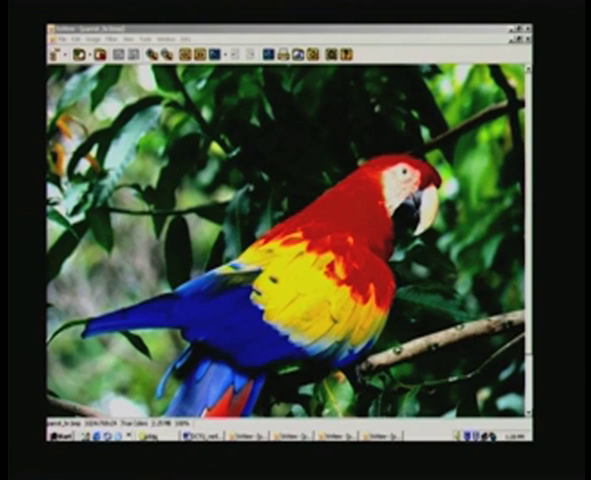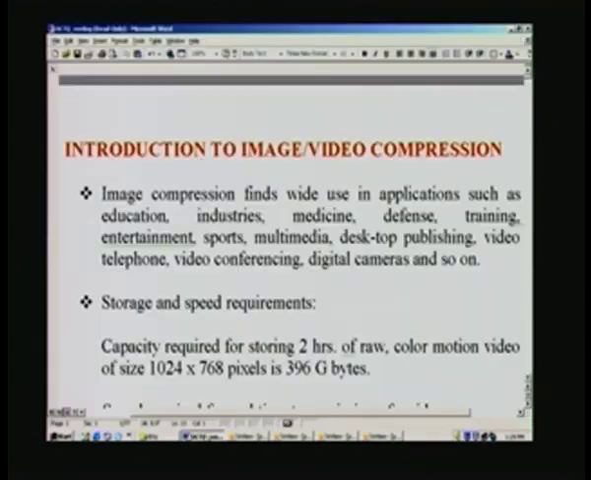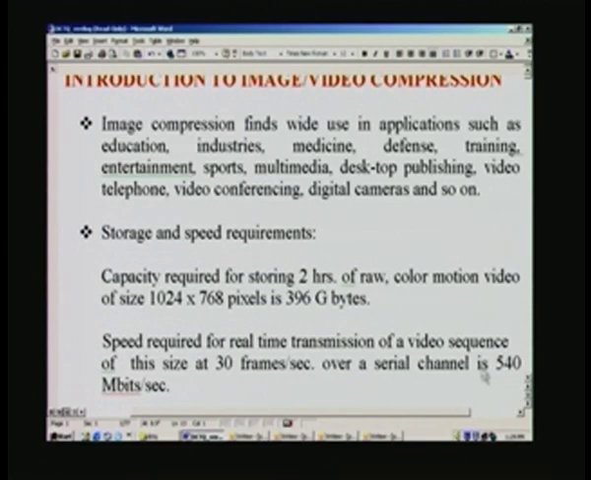So now what we are going to see is the design of the DCT queue, and an image such as this we are going to process. Before that, let us have an introduction to image and video compression. I will go through some of these points first and then explain later on.